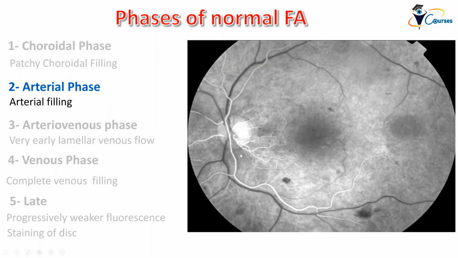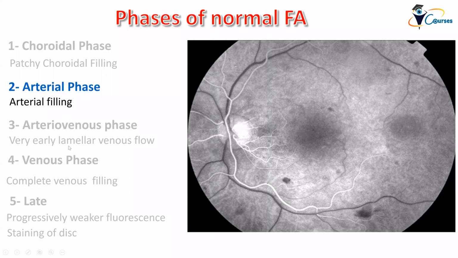Then after that, the fluorescein will go toward the retinal blood vessels. So it starts first by filling the retinal arteries, which is called the arterial filling or arterial phase. You will see that the retinal arteries, the superior and inferior nasal and temporal branches of retinal arteries, become filled with fluorescein. You see that the fluorescein is normally only present within the blood vessels, but the veins are not filled. Then the fluorescein will shift from the arteries to the veins.